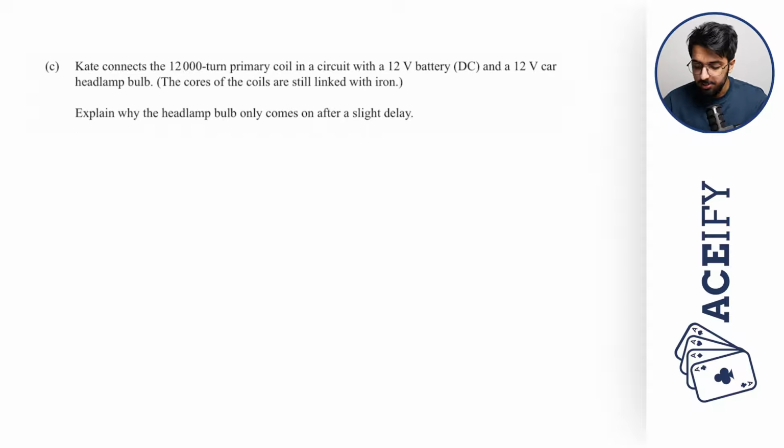Kate connects the 12,000 turn primary coil in a circuit with a 12 volt battery and a 12 volt car headlamp. Explain why the headlamp only comes on after a slight delay.